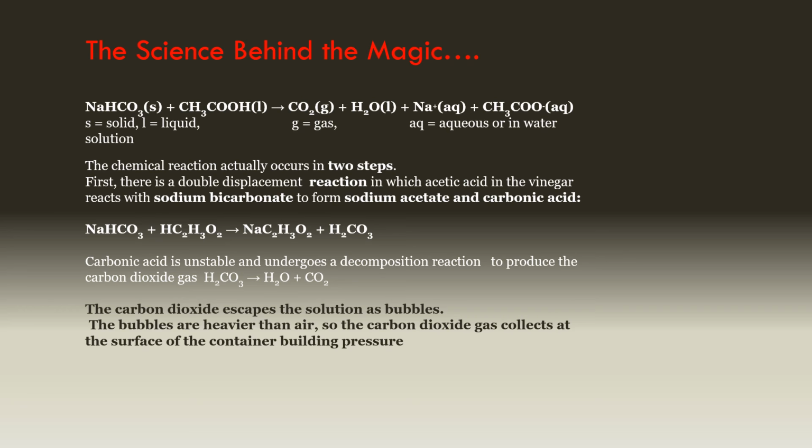So this equation usually occurs in 2 steps. The first is called a double displacement reaction, where the acetic acid in the vinegar soaks through the paper towels, reacting with the sodium bicarbonate, and then it forms sodium acetate and carbonic acid. And again, here I have this listed out. The carbonic acid is unstable in solution, and it then undergoes a decomposition reaction, producing carbon dioxide gas. And here's the equation for that.